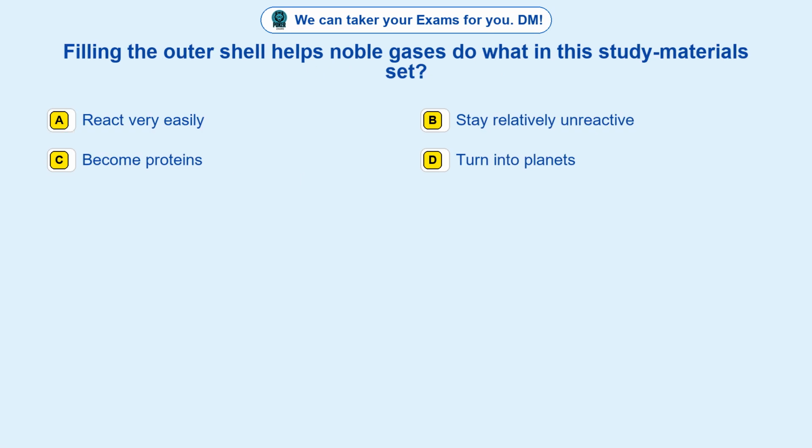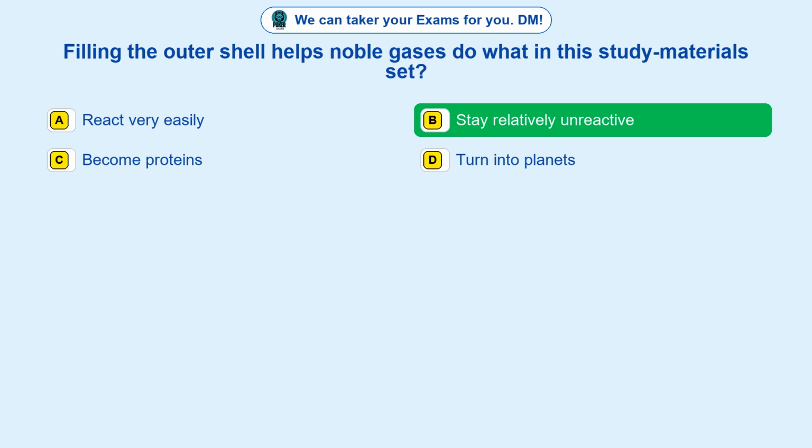Question 41. Filling the outer shell helps noble gases do what in this study material set? Option A, react very easily. Option B, stay relatively unreactive. Option C, become proteins. Option D, turn into planets. The correct answer is option B, stay relatively unreactive.